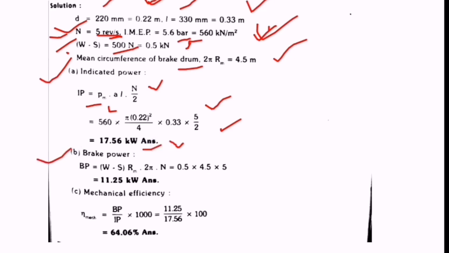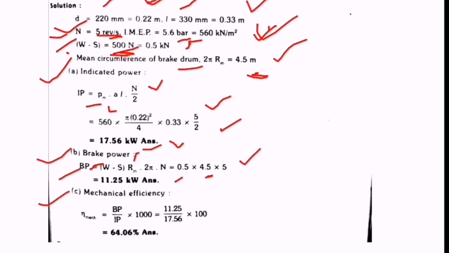Next is BP, brake power. Its formula is 2 pi NT. In place of T we can take (W minus S) into Rm. W minus S is nothing but the net load, that is 500 Newton given in the question. Rm is nothing but the mean radius, and we got 2 pi Rm as 4.5 in the question. So 2 pi NT, what is N? 5. So 11.25 kilowatt is the answer for brake power.